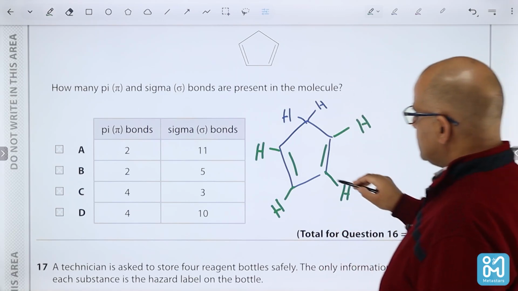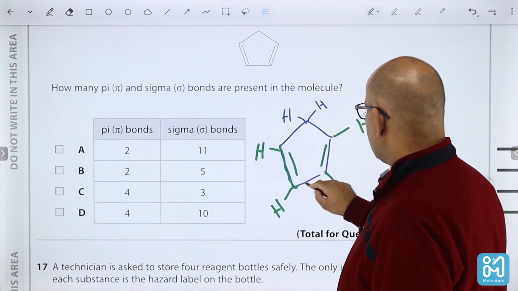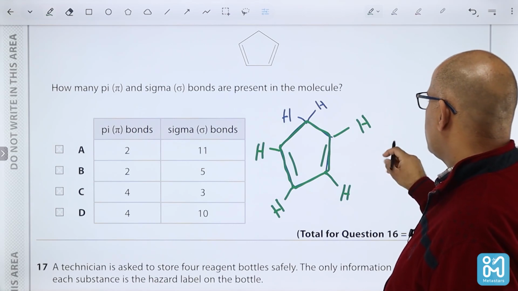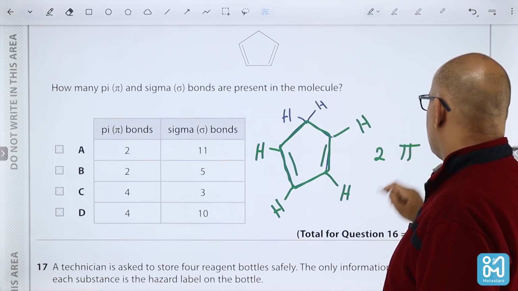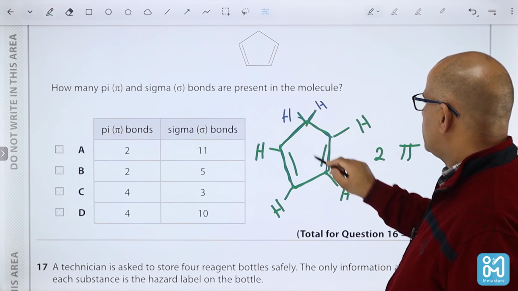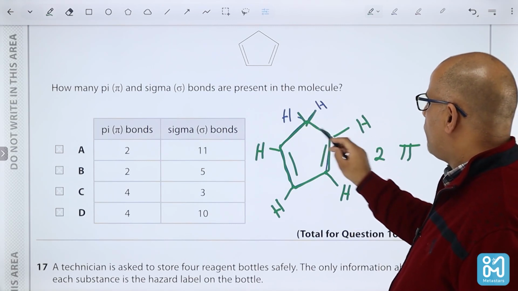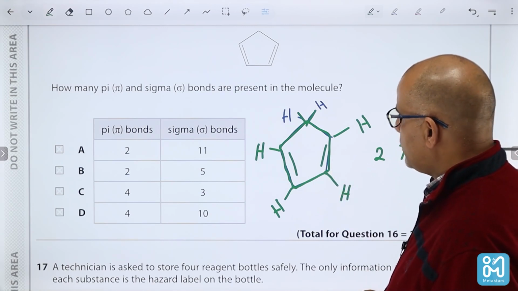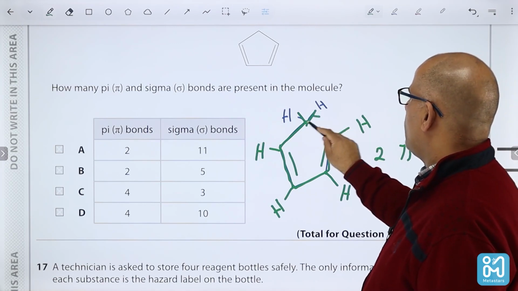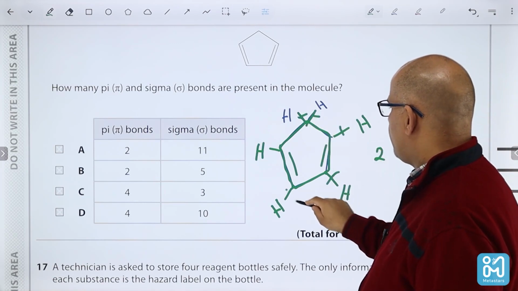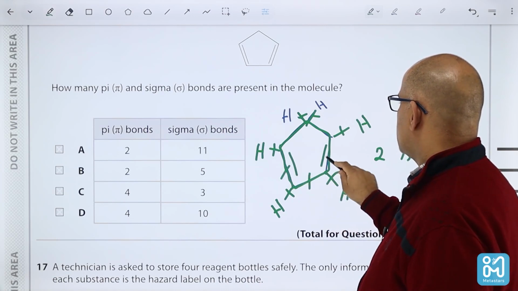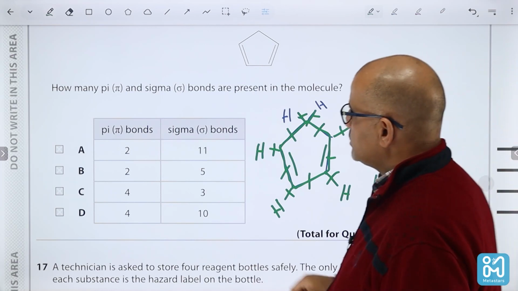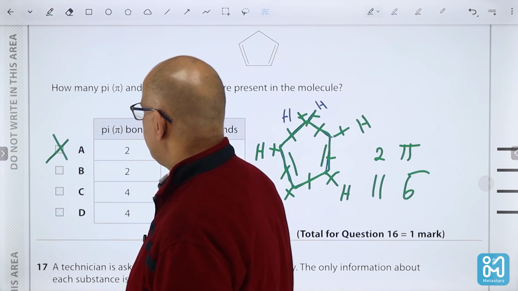And you will see that the sigma bonds are in green. So how many sigma bonds? We have 2 pi bonds, and the sigma bonds are 1, 2, 3, 4, 5, 6, 7, 8, 9, 10. So you will see there are 11. Let me count them. 1, 2, 3, 4, 5, 6, 7, 8, 9, 10, 11. So we have 11 sigma bonds. So the correct answer is A.